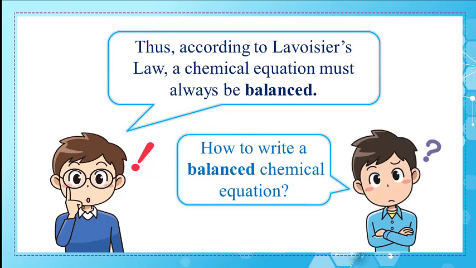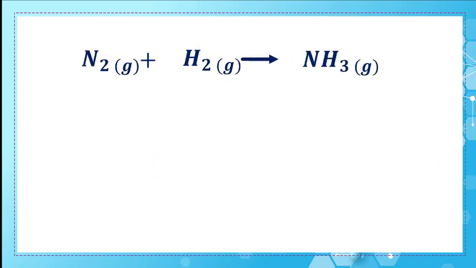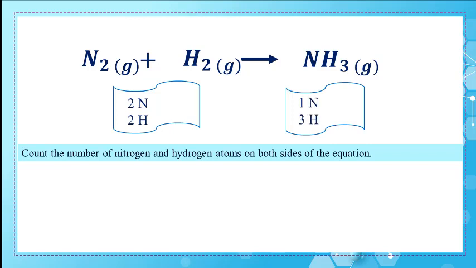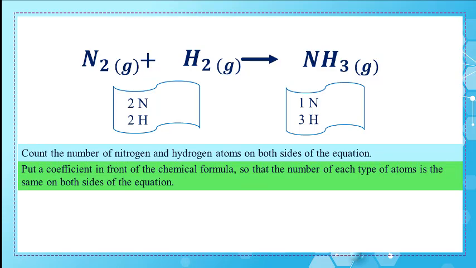But how to write a balanced chemical equation? Consider the following equation. Count the number of nitrogen and hydrogen atoms on both sides of the equation. In the reactants, we have 2 nitrogen and 2 hydrogen atoms. In the products, we have 1 nitrogen and 3 hydrogen atoms. Put a coefficient in front of the chemical formula so that the number of each type of atoms is the same on both sides of the equation.